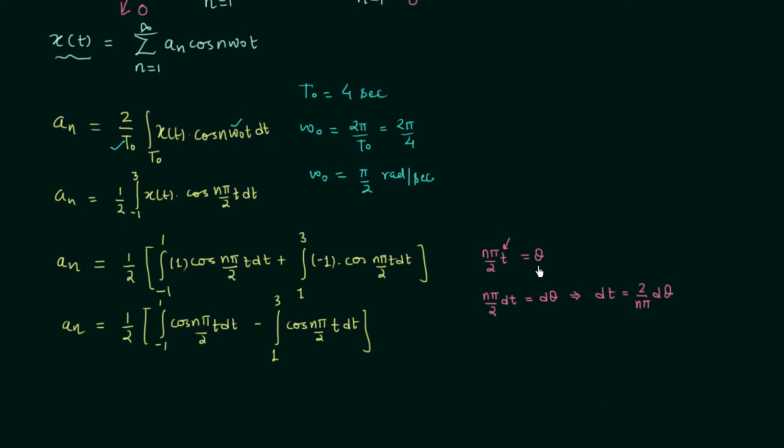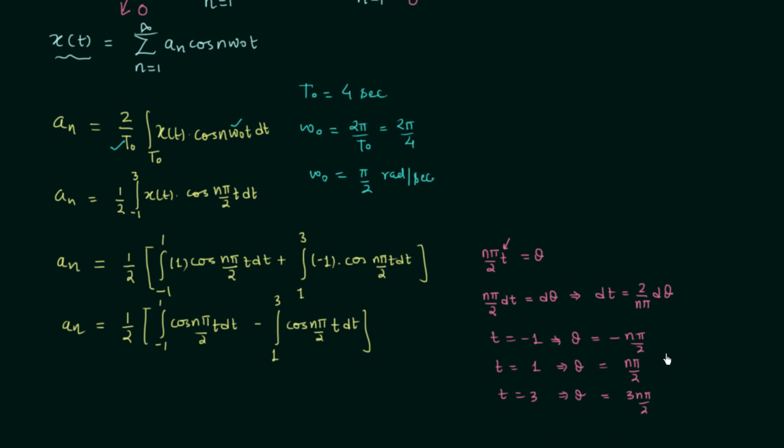And as we are trying to have theta in place of n pi by 2 t, it is important to change the limits as well, because -1 here is the value of time t. So let's find theta when t is equal to -1, 1 and 3. So when t is equal to -1, we have theta equal to minus n pi by 2. Put t equal to -1 here and you will have theta equal to minus n pi by 2. In the same way, when t is equal to 1, we have theta equal to n pi by 2, and when t is equal to 3, theta is equal to 3n pi by 2.